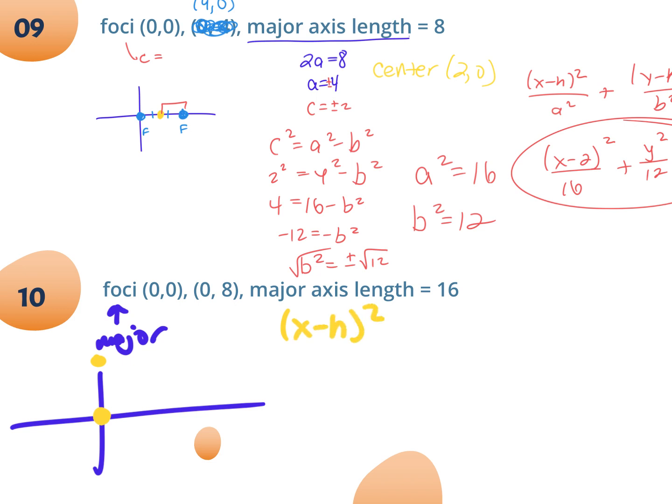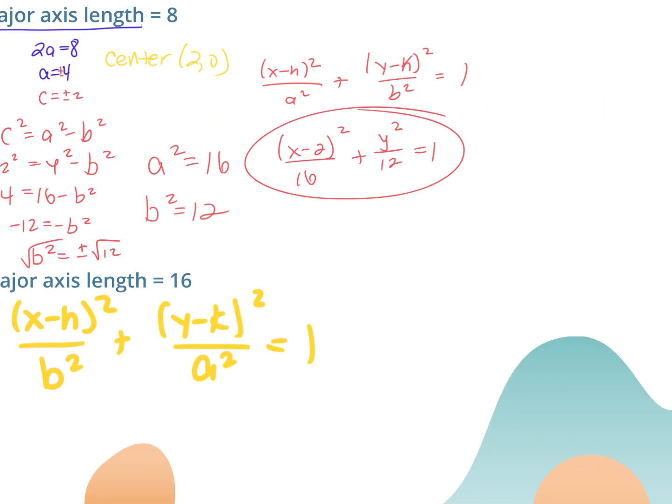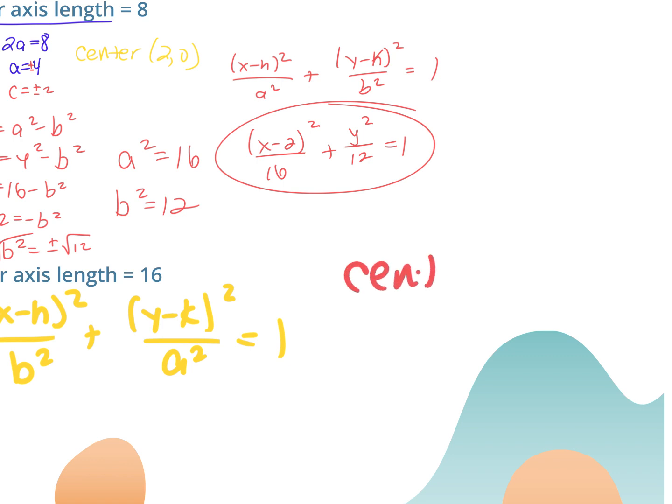So that means when you're writing your equation, it's x minus h squared over b squared plus y minus k squared over a squared equals 1. Why did I put a underneath the y? Because this is what kind of an ellipse? It's vertical. Think about what you just found. The center? What is the center, Miss Hannah? 0, 4. The center is at 0, 4. I agree. Because the center is in the middle of the foci, correct? Good. So your center is at 0, 4. Perfect.